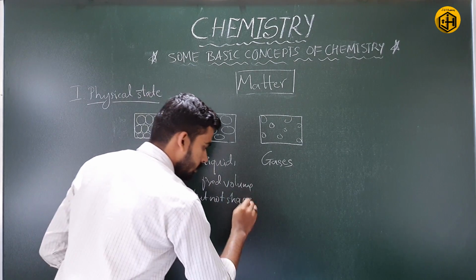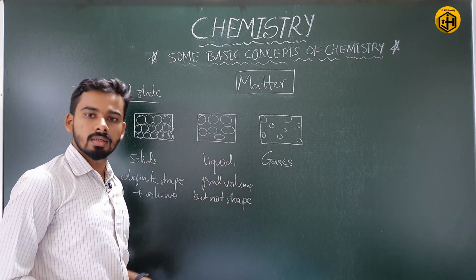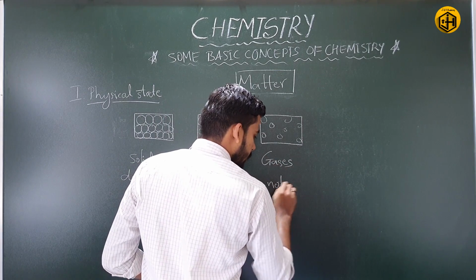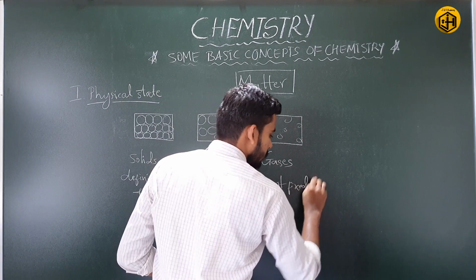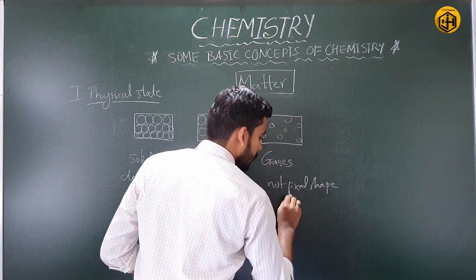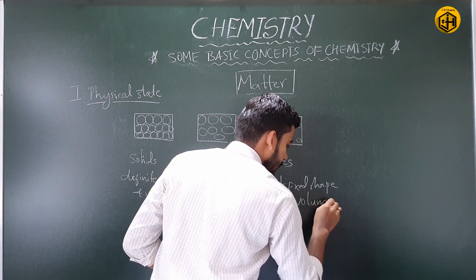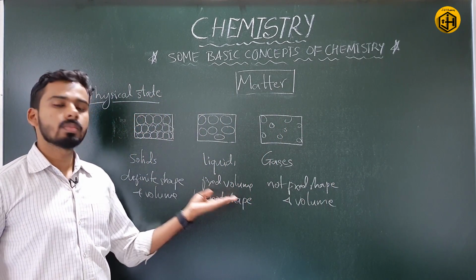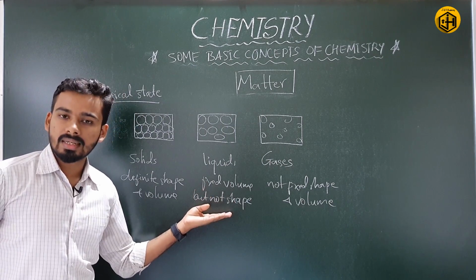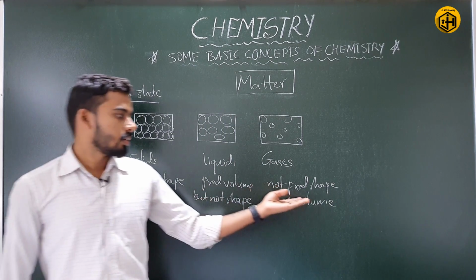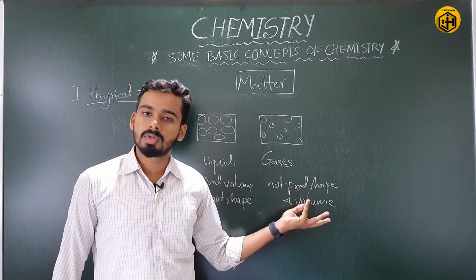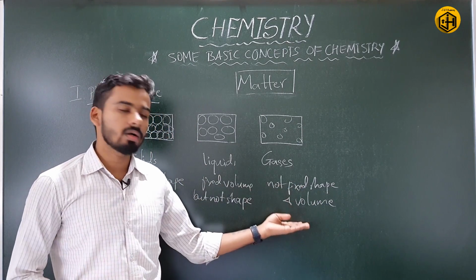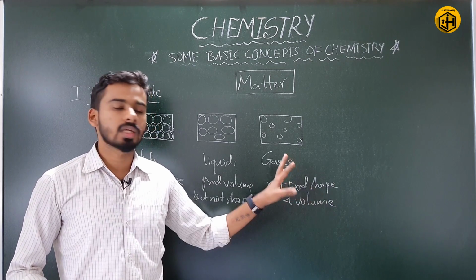Liquids do not have fixed shape but have fixed volume. Gases have neither fixed shape nor fixed volume. Neither the volume nor the shape is fixed here. Gases attain the shape of the container, which means they do not have fixed volume or fixed shape.